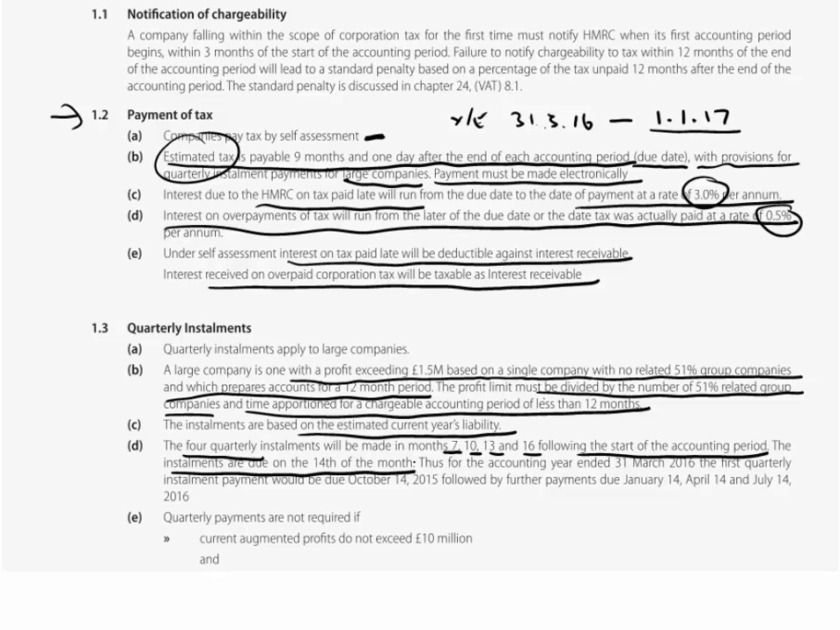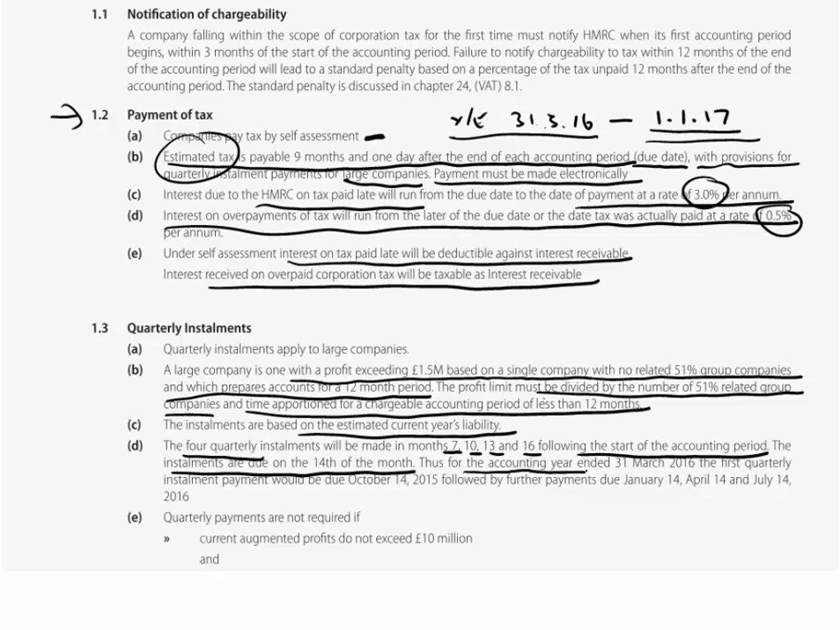Now you look at the timing difference here between when non-large companies that do not have profits in excess of that profit limit would have to pay their tax for the year ended March 16, the 1st of January 17, 9 months and 1 day after the end of the accounting period. Compare that now with your due dates under the quarterly instalment payment system.